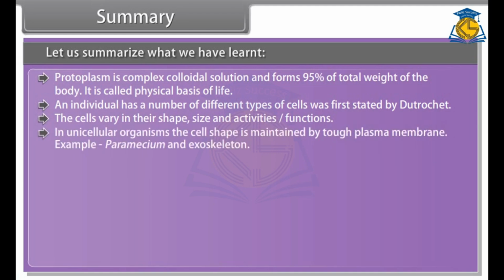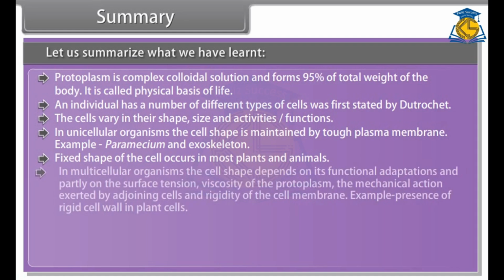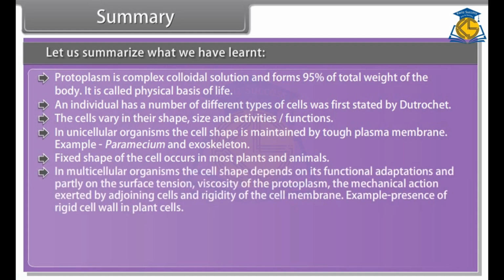In unicellular organisms, the cell shape is maintained by a tough plasma membrane, for example, Paramecium, and by an exoskeleton. A fixed shape of the cell occurs in most plants and animals. In multicellular organisms, the cell shape depends on its functional adaptations and partly on the surface tension, viscosity of the protoplasm, the mechanical action exerted by adjoining cells, and rigidity of the cell membrane. Example: presence of a rigid cell wall in plant cells.